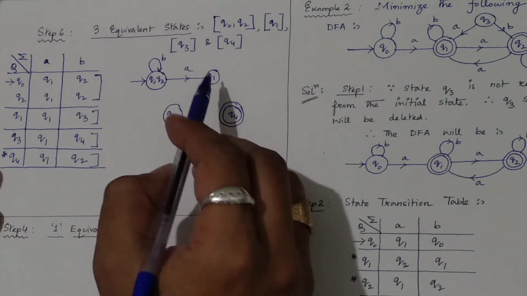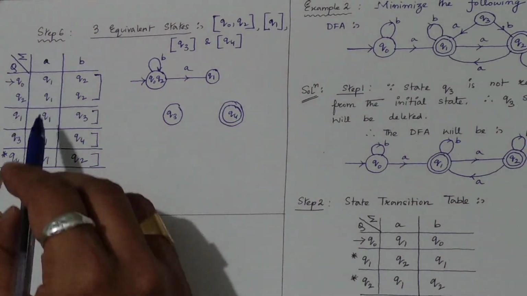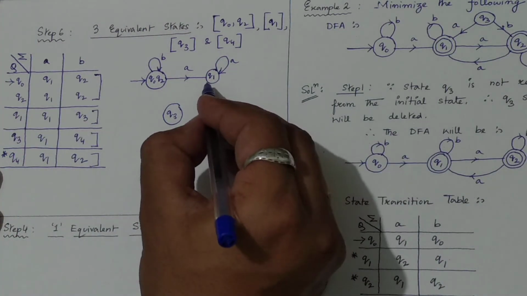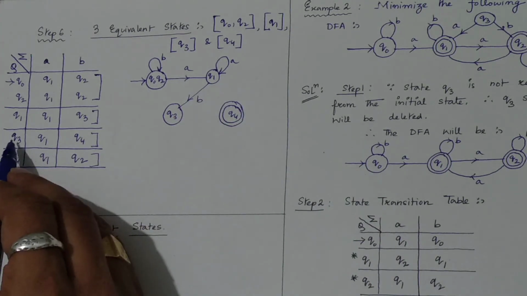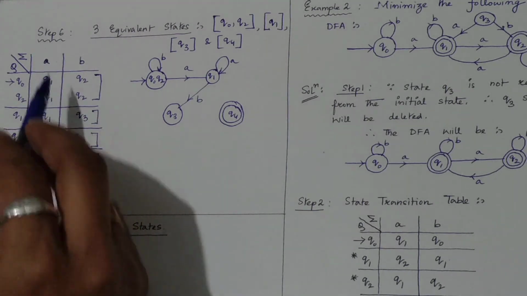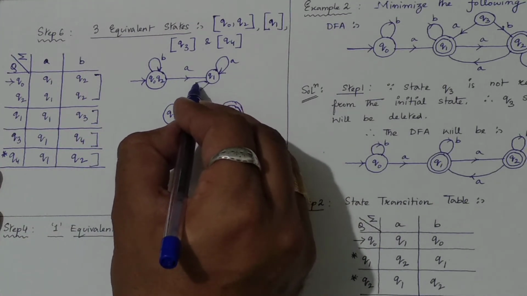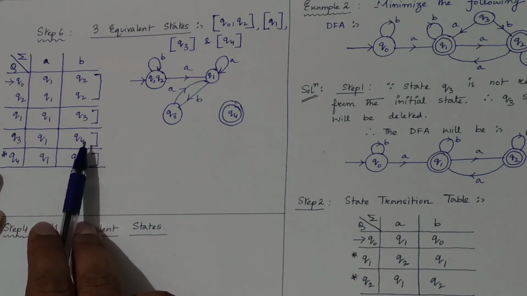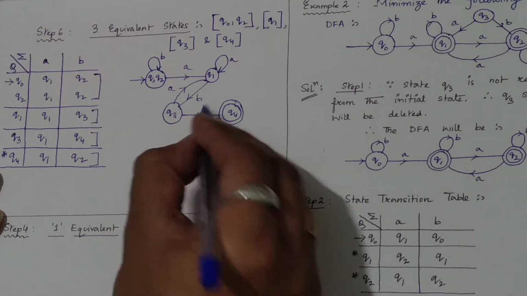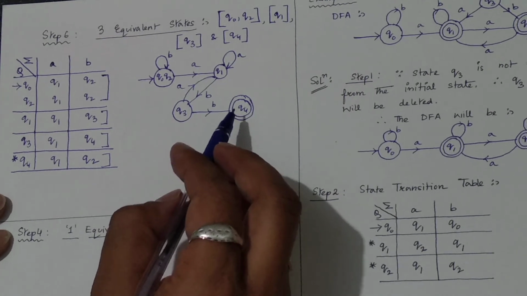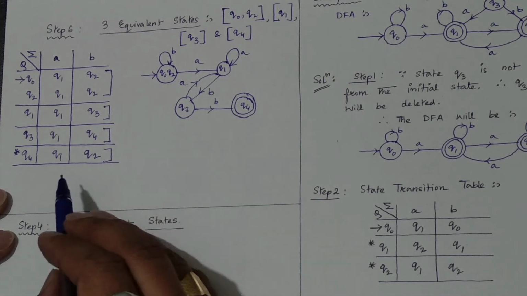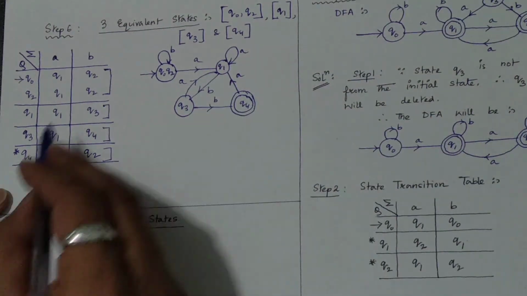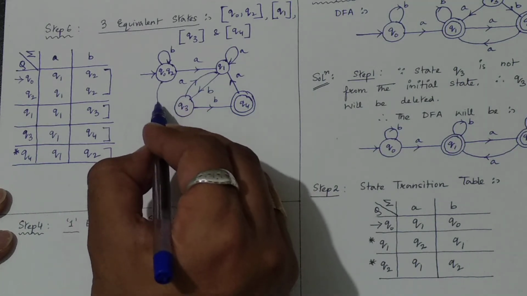Now I'm left with Q1; Q0 and Q2 are done. Q1 on seeing A goes to itself. Q1 on seeing B goes to Q3. Clear? Then Q3 on seeing A goes to Q1. Q1 is this one. Then Q3 on seeing B goes to Q4. Then Q4 on seeing A goes to Q1, so this will be your A. Q4 on seeing B goes to Q2. Q2 is here, so I can draw it like this.